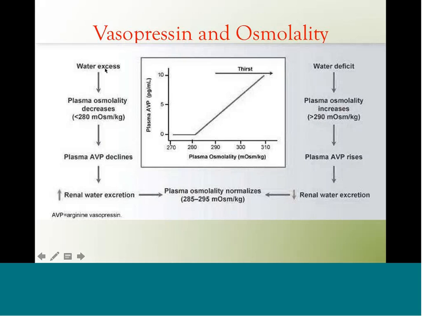On the other hand, when you have water excess, your plasma osmolality decreases, your AVP goes low, your renal water excretion increases, you get rid of free water, and your plasma osmolality tries to maintain this range of about 280 to 295 or so. But if your posterior pituitary is not working and not releasing AVP, you can have a rise in plasma osmolality and the AVP doesn't get released. That is a condition called diabetes insipidus.